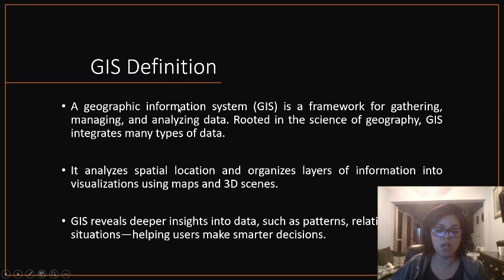Okay, we're going to start first with the definition. A GIS is a geographic information system, which is a framework for gathering, managing, and analyzing data. Rooted in the science of geography, GIS integrates many types of data. Also, GIS reveals deeper insights into data such as patterns, relationships, and situations, helping users make smarter decisions. What we know that GIS does is it analyzes spatial location and organizes layers of information into visualization using maps and 3D scenes.